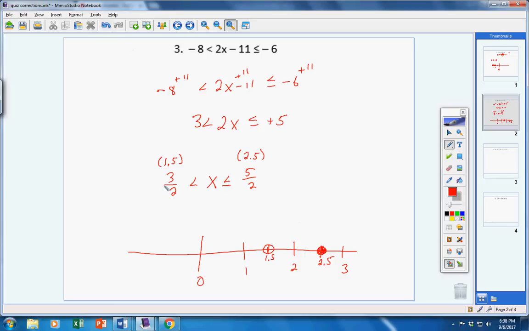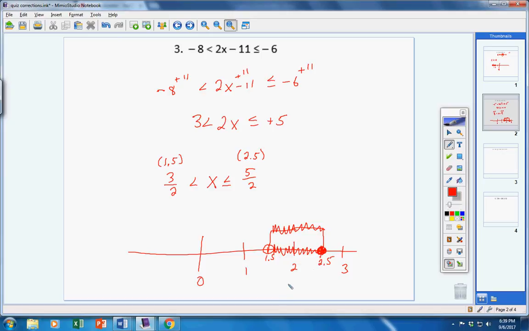And now, read this from the x. Start with the x. X is greater than 3/2, so we're going to the right. X is less than 5/2, so we're going to the left. And they meet. So your answer is all of the values in here. And some students like to put their graph down here, which is fine also. Okay, and there we go.